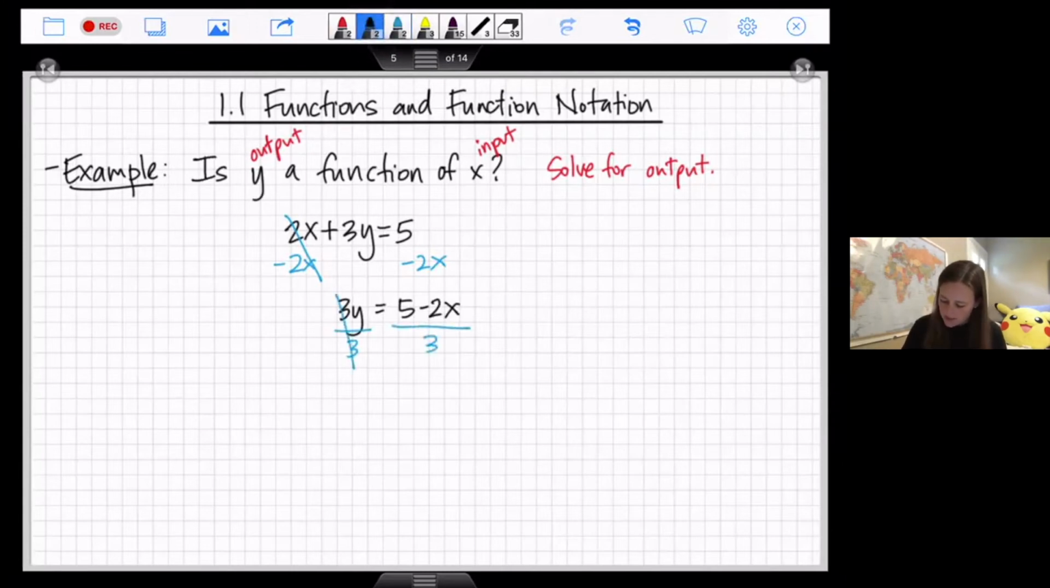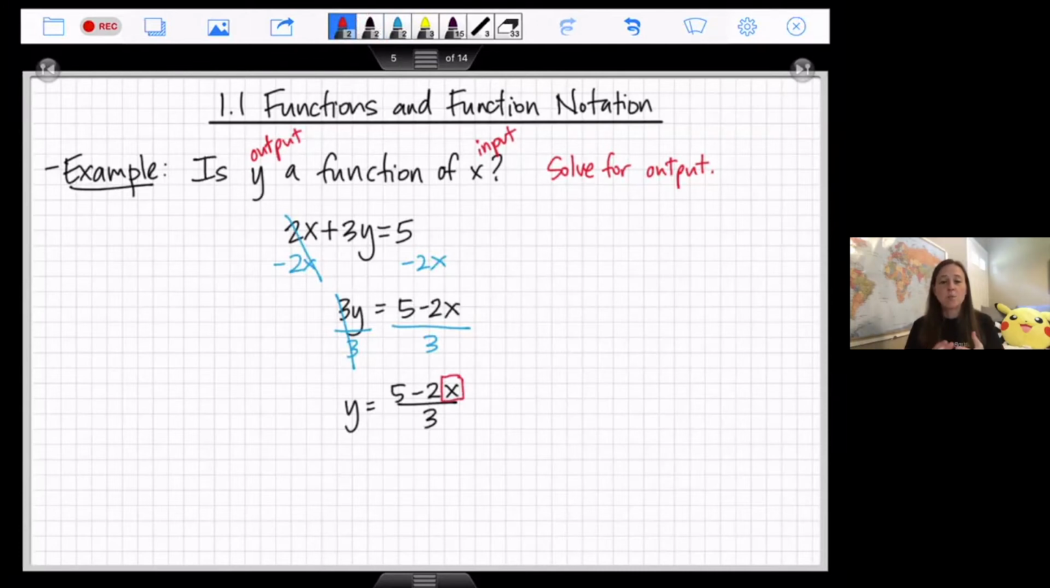All right, so y equals (5 minus 2x) over 3. And this just makes it easier for us to think about that definition. So remember that a function gives you only one output for every input. So imagine you're plugging in some kind of input for x. So maybe I'm plugging in the number 10 or -5 or something.